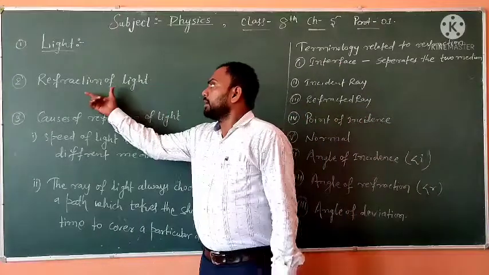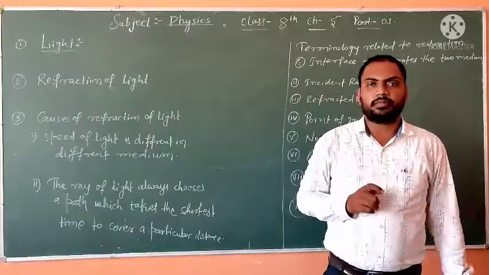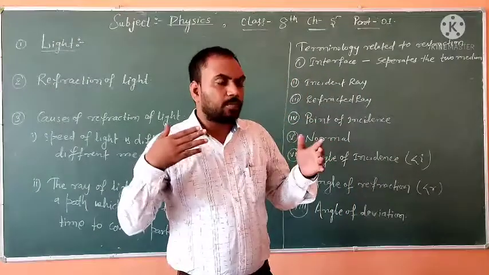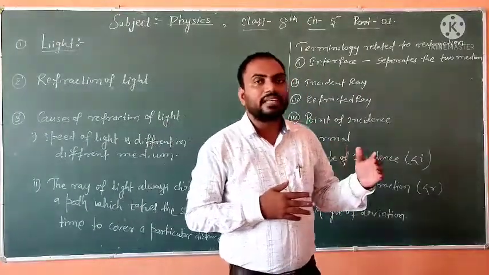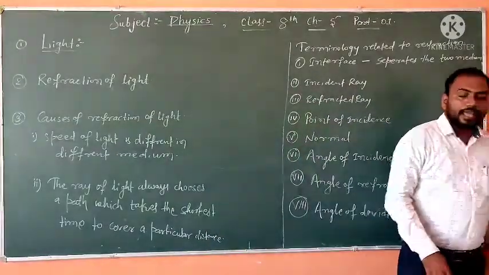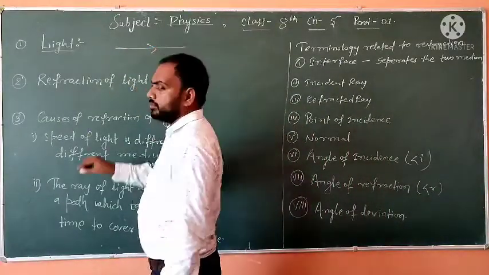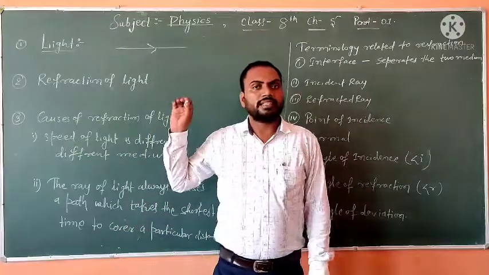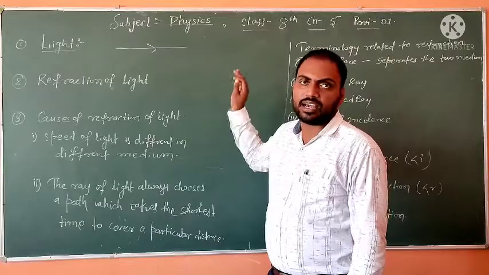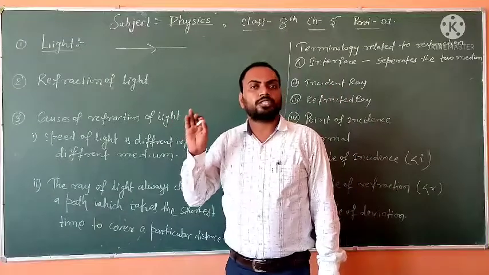Now, as we know, light travels in a straight line in a particular medium. A medium is a substance, a matter through which light enters, and if it has the same density, light will always travel in a straight line. If there is no change in density of that medium, light will always travel in a straight line. This phenomenon is called rectilinear propagation of light.